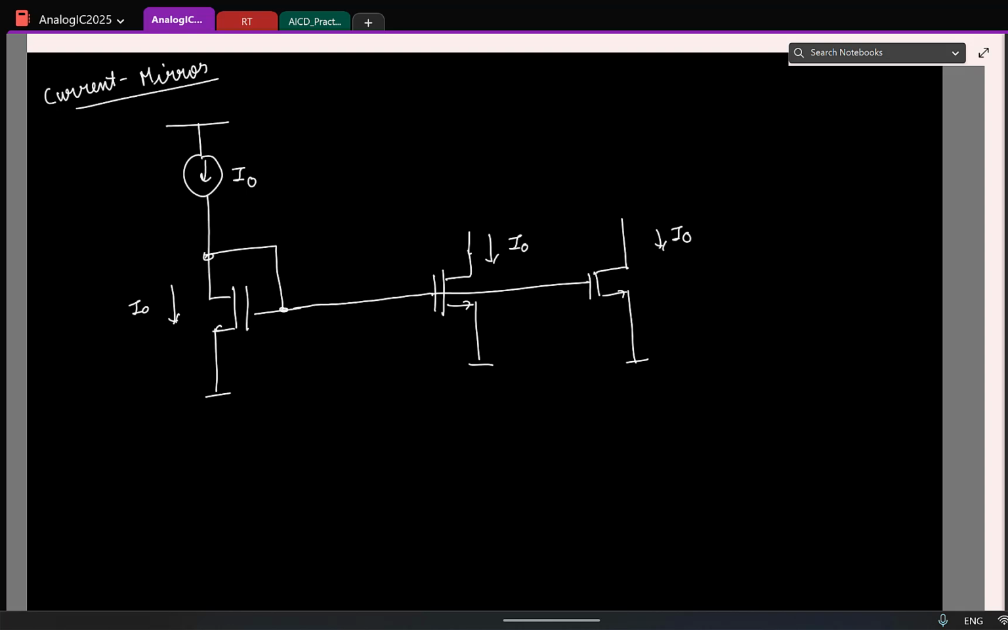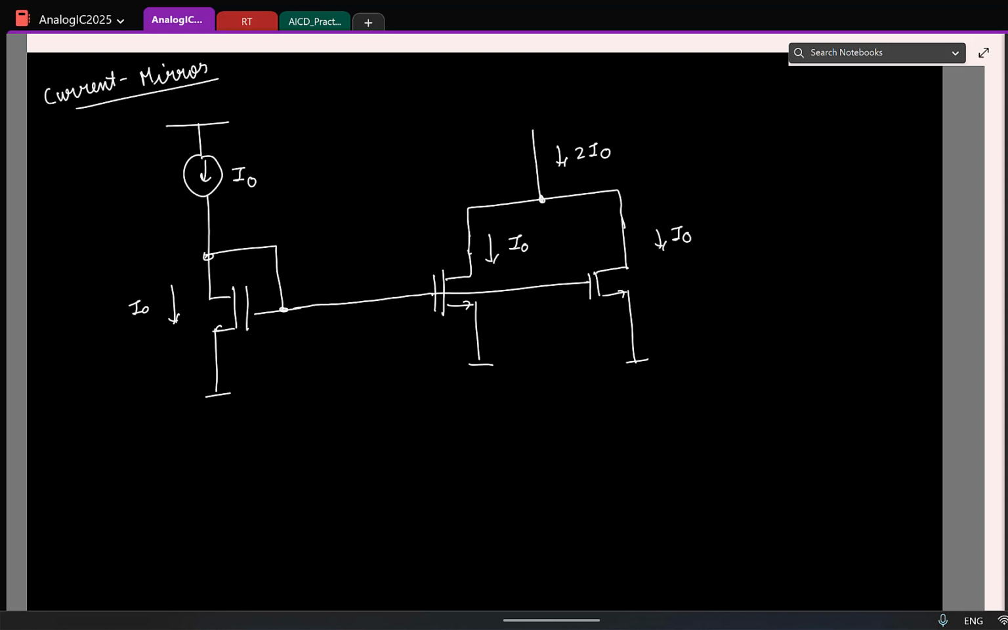Now if I want to get 2 times I0, what is the simplest thing I can do here? Let us say I have 2 transistors, each carrying a current I0. I want to get 2 times I0. I can connect them in parallel. Correct? This will be 2 I0. Okay.